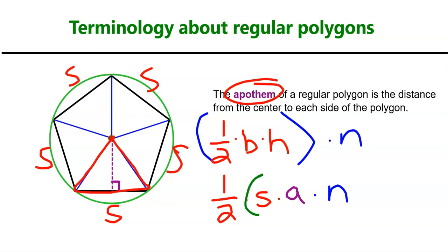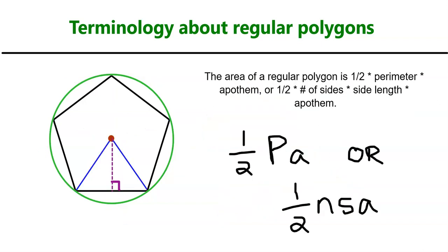times the number of sides gives us the sum of all of the sides of the polygon, which is just the perimeter. And that brings us to the area formula for a regular polygon. The area of a regular polygon is 1/2 times perimeter times the length of the apothem. Or it's 1/2 times the number of sides times the side length times the length of the apothem. So go ahead, pause the video, copy this down, come back when you're ready to do 2 practice problems to wrap the video up.